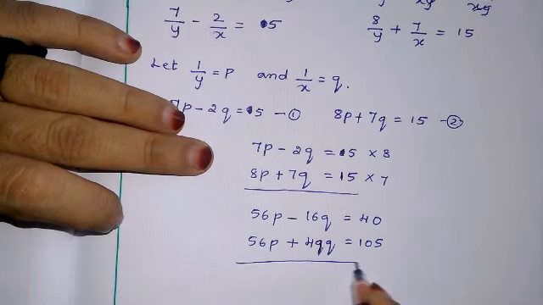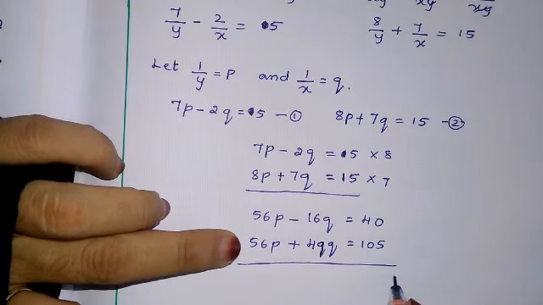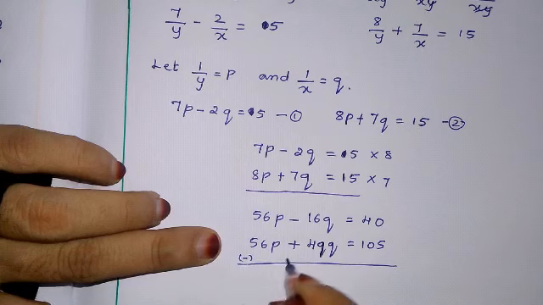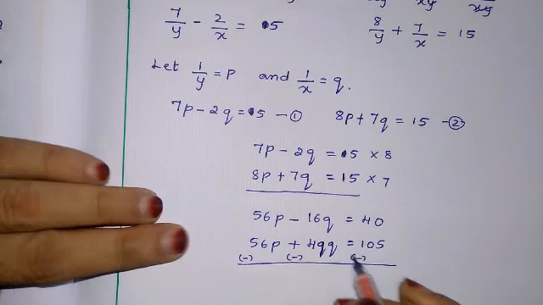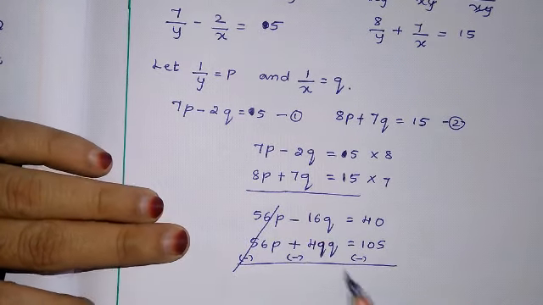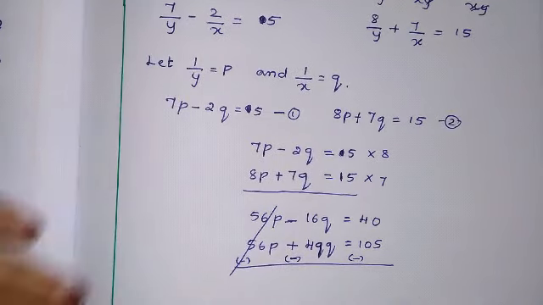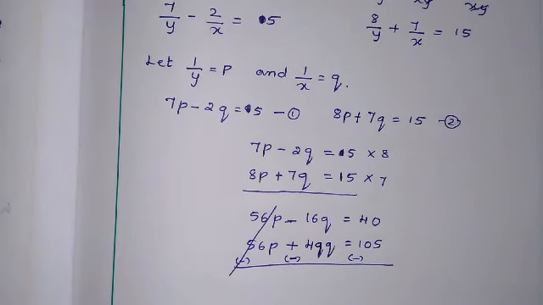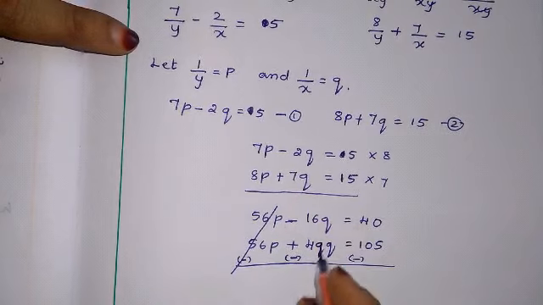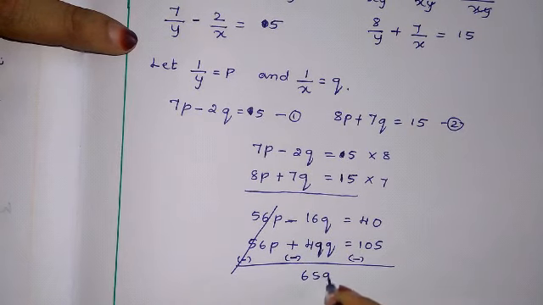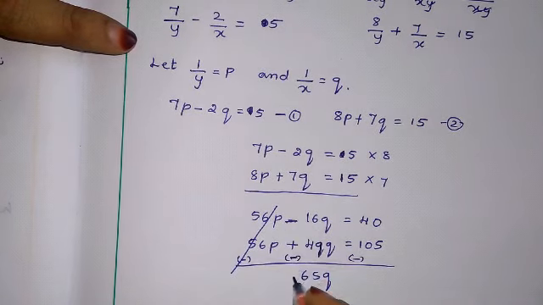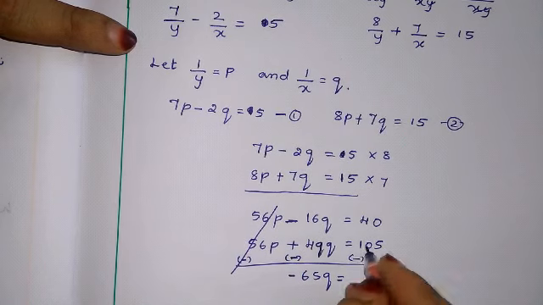Let us see, we have got the same thing here. What we have to do? We have to change the sign. Same similar problem. This will get cancelled. Now minus minus, what is minus minus? Plus. 49 plus 16, 65q.